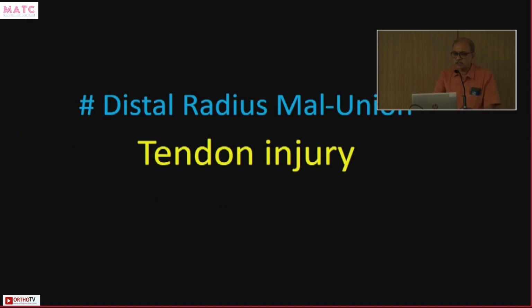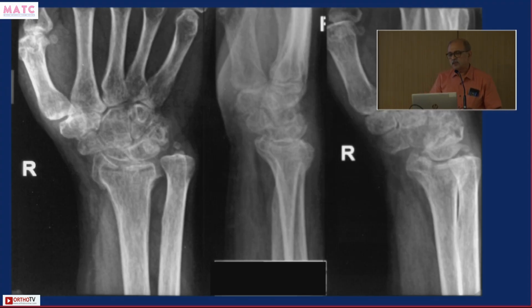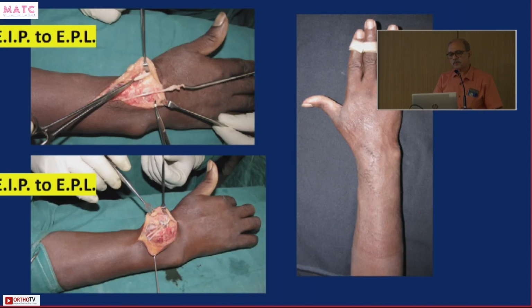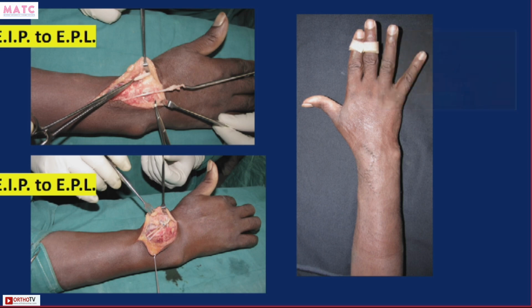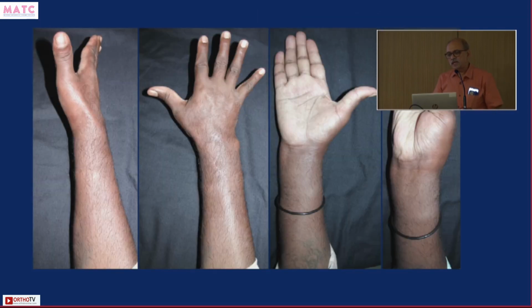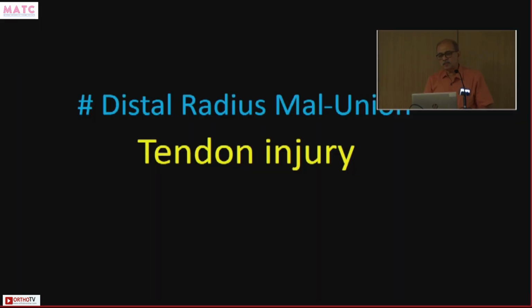So these are the last two examples where unfortunately the malunion resulted in a tendon injury like this. A very dorsal collapse here in a patient treated with a plaster. The extensor pollicis longus tendon got stuck in the callus, and the tendon ruptured. A very simple treatment is available: don't do anything to the radius, just transfer the extensor indicis to the extensor pollicis longus, and you'll have a good result.